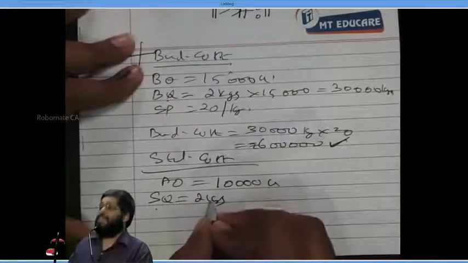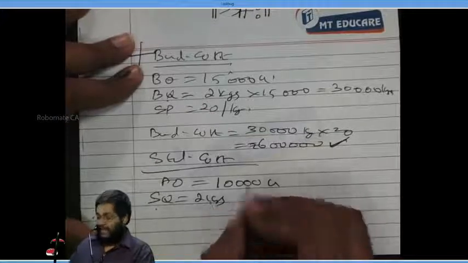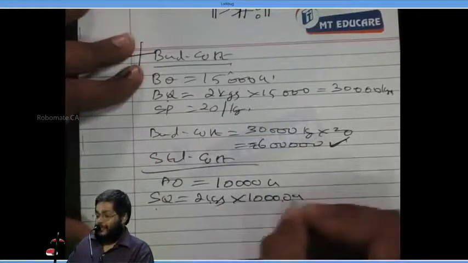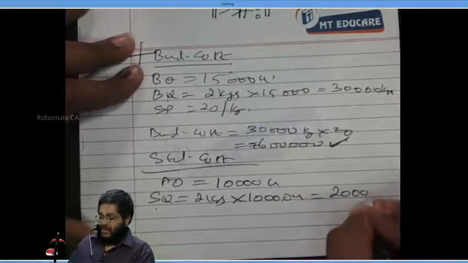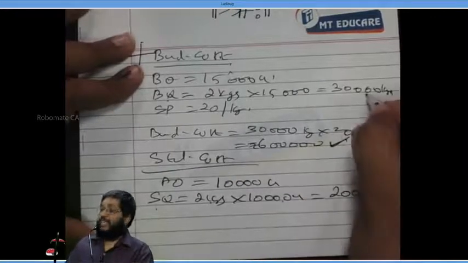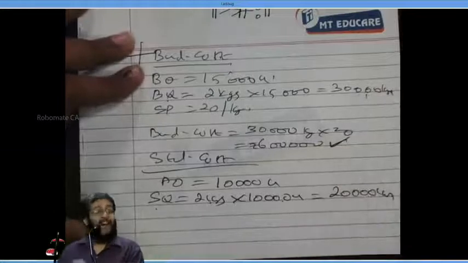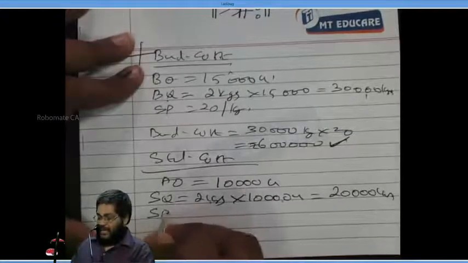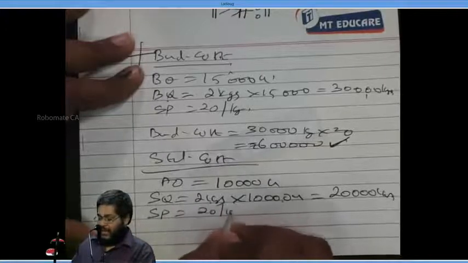2 kgs. This is the actual budget into how many units? 10,000. That gives how many kgs? 20,000 kgs. Is this the kg planned, this kg allowed? Are you finding the distinction or not? And then what is the standard price here? It is 20 per kg.